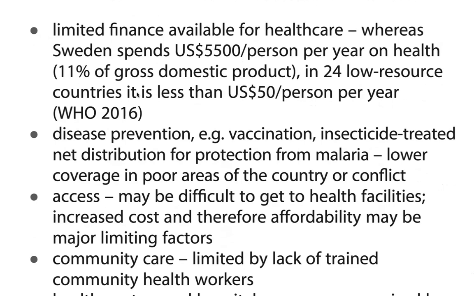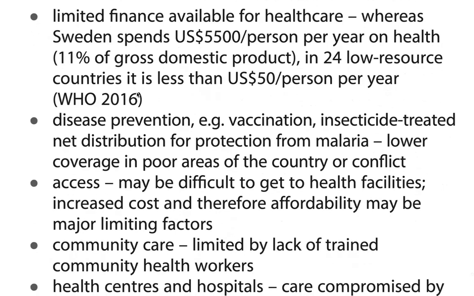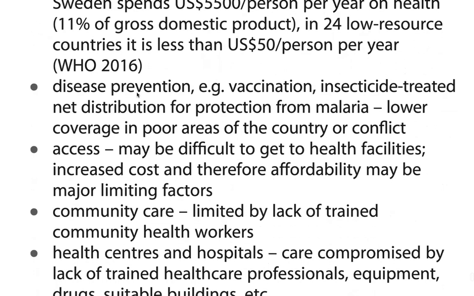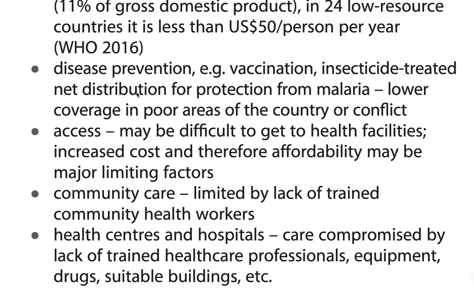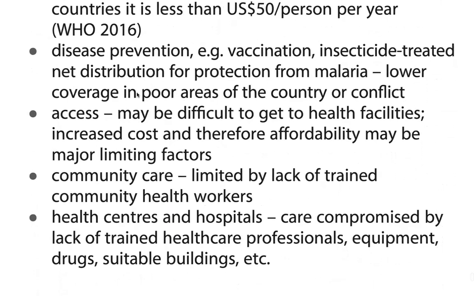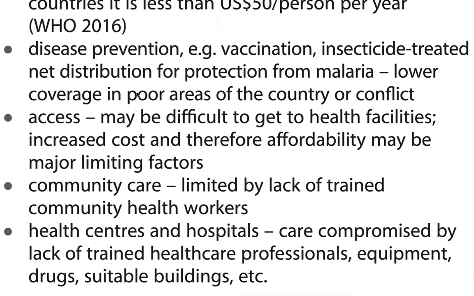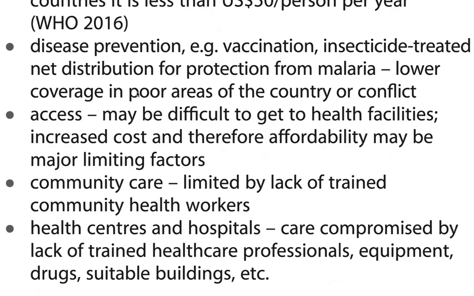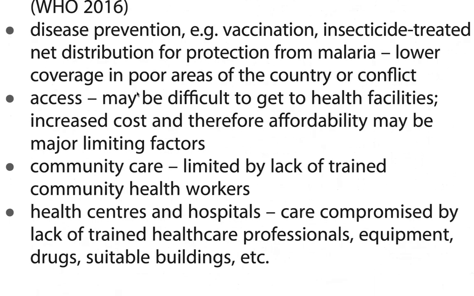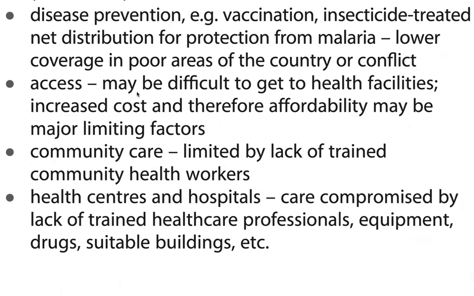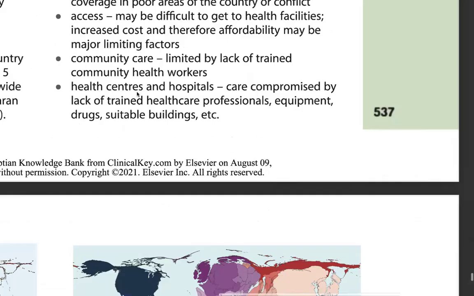Disease prevention, vaccination, insecticide-treated net distribution for malaria, has lower coverage in poor areas of the country and in conflict. Access may be difficult to get to health facilities, and increased cost and therefore affordability may be major limiting factors. Community care is limited by lack of trained community health workers. Health centers and hospitals can be compromised by lack of trained healthcare professionals, equipment, drugs, suitable buildings, etc.